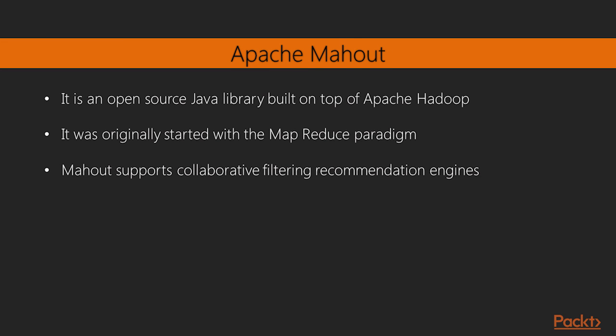Apache Mahout is an open source Java library built on top of Apache Hadoop, which provides large-scale machine learning algorithms. Though this library was originally started with the MapReduce paradigm, the framework currently offers bindings to Apache Spark, H2O, and Apache Flink. The latest version of Mahout supports collaborative filtering recommendation engines, clustering, classification, dimensionality reduction, H2O, and Spark bindings.